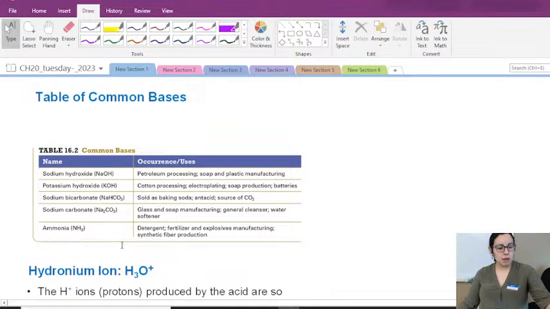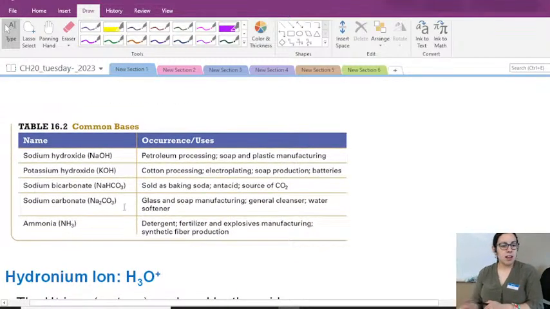And of course, some common bases. We're pretty familiar with sodium hydroxide and potassium hydroxide. Both of these are used in soap production. And sodium hydroxide is also used in petroleum processing or plastic manufacturing. Also in batteries.